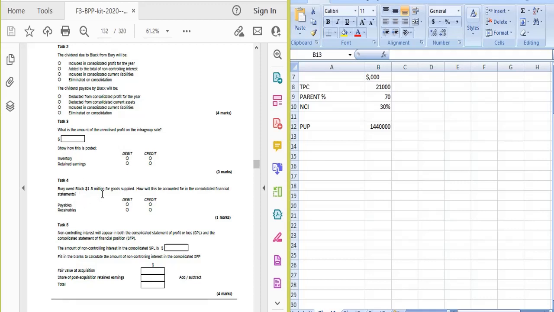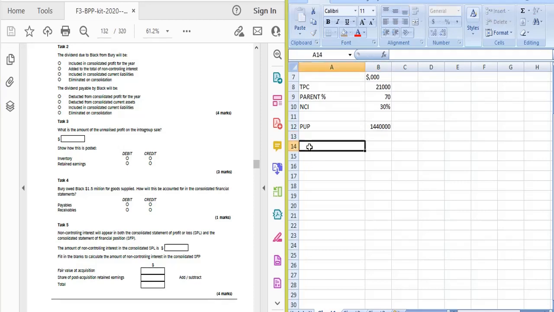Okay. So Bari earned Black 1.5 million for the good supply. How will this be accounted for in the consolidated financial statements? So whatever kind of intra-group transaction there is between the parent and subsidiary needs to be eliminated. So we will eliminate the payable and receivable that is shown in both companies. If payable is shown in one company, the receivable will be shown in the other company in case of intra-group transaction. So suppose we need to deduct the payable, so we will debit payable and we will credit receivable to decrease. It is quite easy.